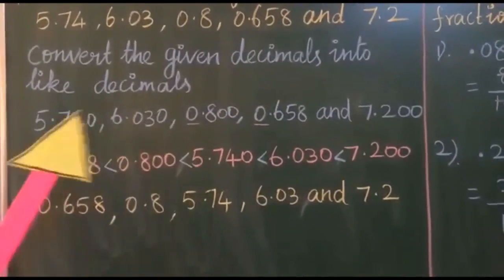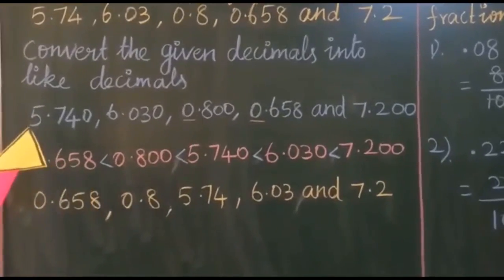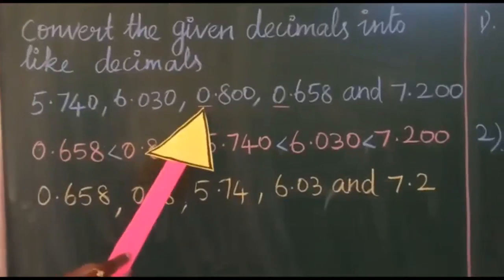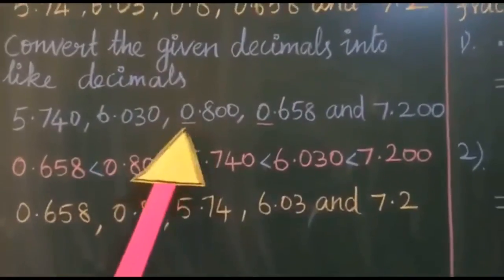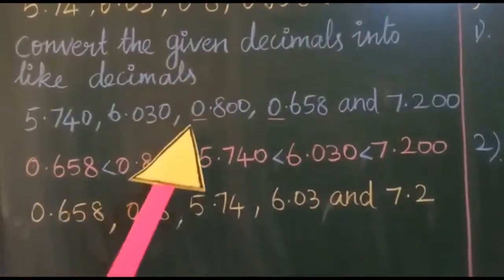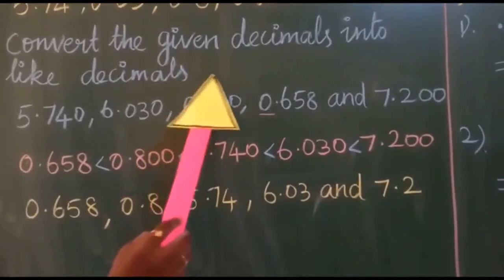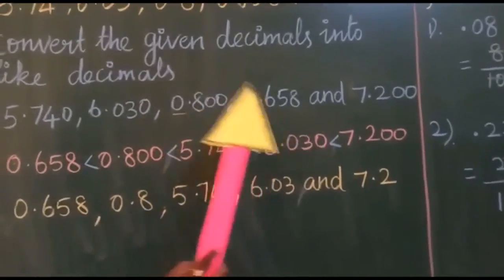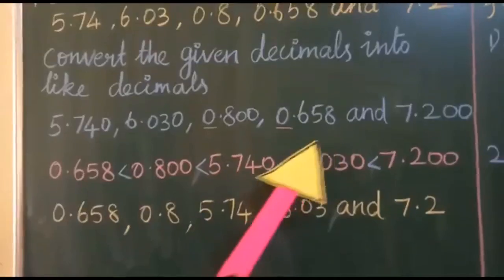Let us move to finding the smallest number. How can we compare which is the smallest number? First, look at the whole number part: 5, 6, 0, 0, 7. Which is the smallest number in this? Exactly, 0 and 0 are the smallest compared to all the decimals. So both the numbers are 0. Let us move to the next digit, the tenths place. In the tenths place, which is the smallest number? Yes, exactly.